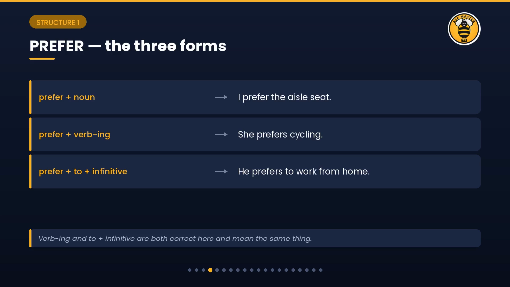Structure 1. Prefer on its own. 3 things can follow it. A noun, I prefer the aisle seat. A verb ending in ing, She prefers cycling. Or to plus the infinitive. He prefers to work from home. Both the ing form and the to form are correct after prefer, and they mean the same thing, so there is nothing to worry about yet. The trouble starts on the next slide.